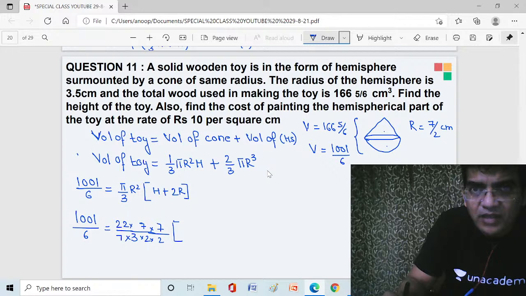So on the left side I have 1001 upon 6. Now on the right side, let's see before opening the bracket what can be reduced over here. You can see this 7 will reduce 7, okay. This 2 will reduce this 22, okay. So what I can write here is 7 upon 6, and then within the bracket I am getting h plus 7. This 11 is also there, 11 into 7. So straight away I can write 77, right?